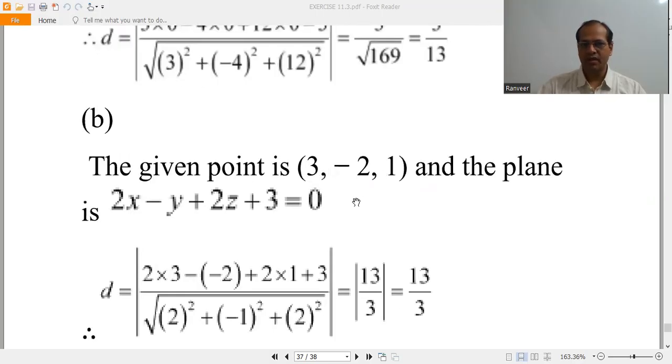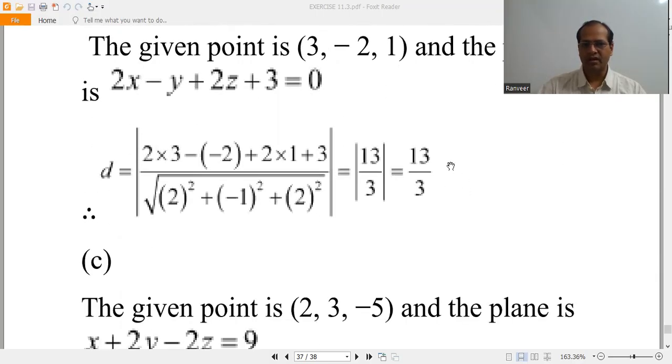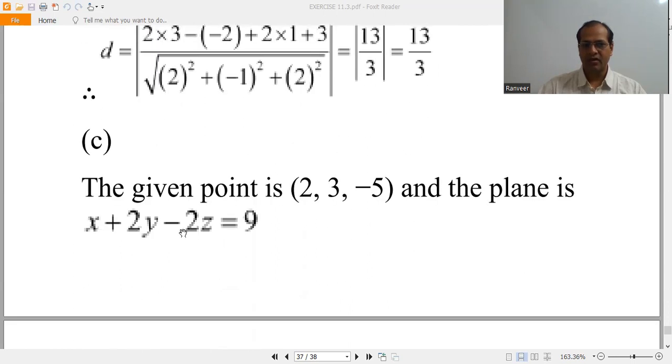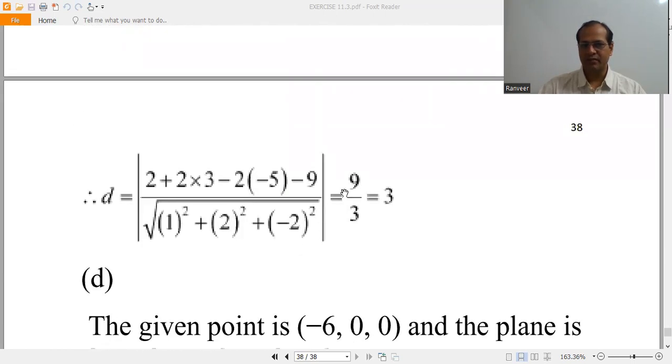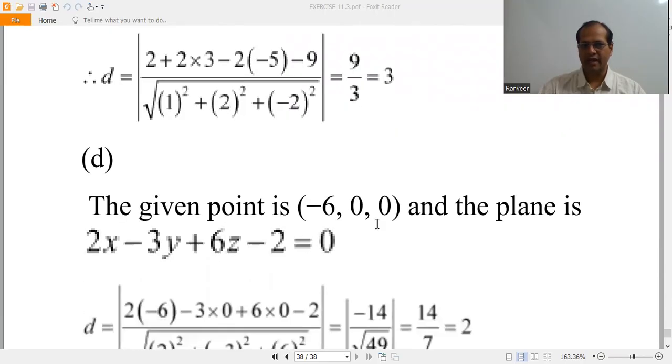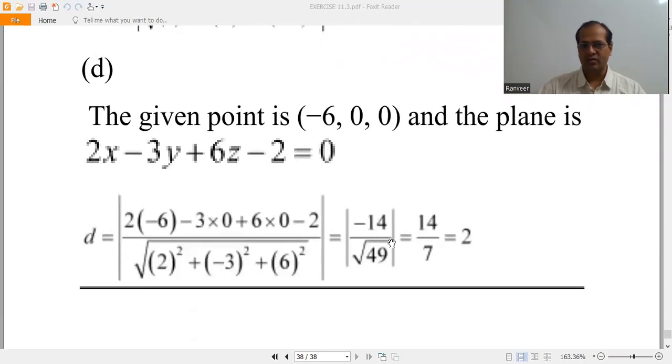Similarly, for the point 3, minus 2, 1, we got 13 by 3. All questions are of the repeated type. So this is 9 by 3. Just we have to do the calculation, and d is equal to 2.